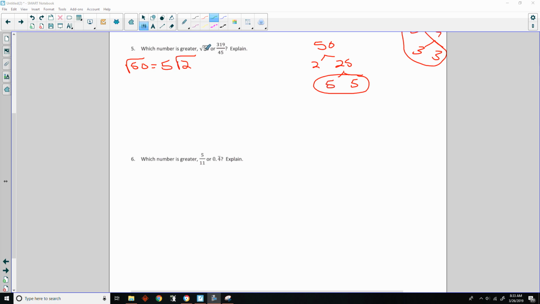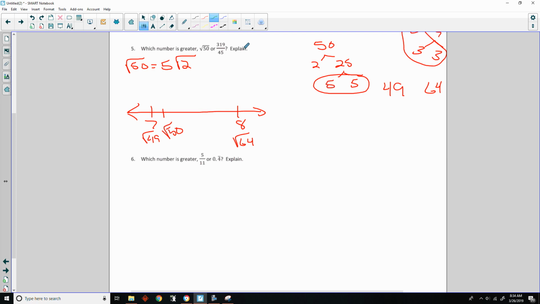And perfect squares are 49, 7 times 7, and 8 times 8 is 64. So if I had a number line with 7 and 8 here, which is the square root of 49 and the square root of 64, I know the square root of 50 is down here near the square root of 49. It's right next to it, so it's 7 point something. Okay, so now I know that 5 root 2 is 7.1 or 2, somewhere around there.